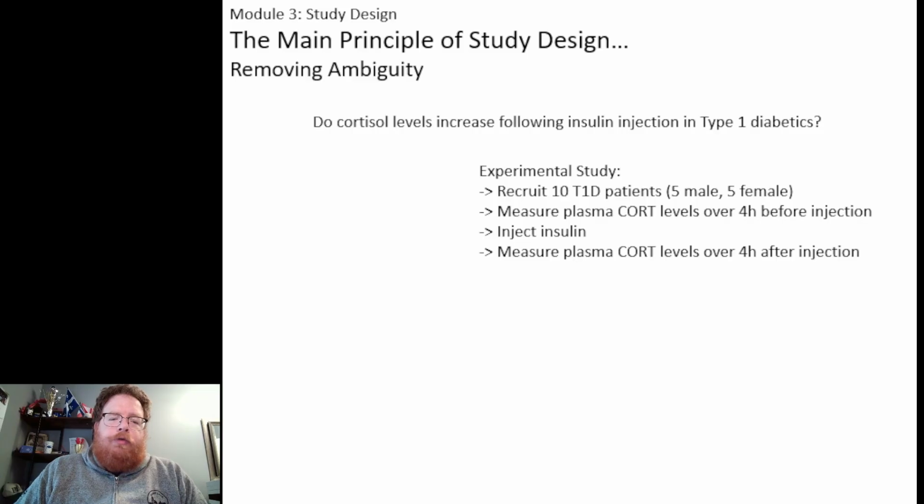Now, here's my experimental design. It says I'm going to recruit 10 patients who have type 1 diabetes. And it says here 5 male and 5 female. Now in this case, my research question did not have any element of sex to it. So if there's nothing sex specific about your question, it probably is a good idea to do your study with both males and females. There has been a long history in physiology of doing work mostly with male patients, and just assuming that the results we get with male patients would be identical to what we'd see in female patients.